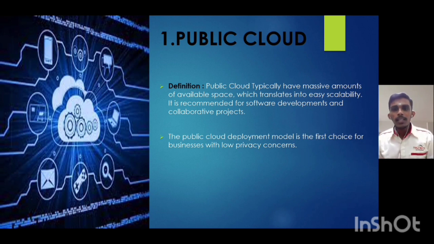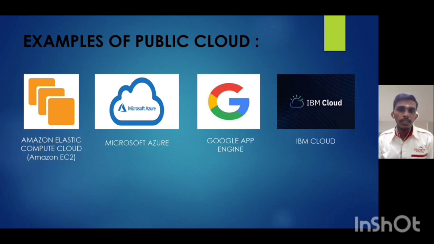What is public cloud? Public cloud typically has a massive amount of available space, which translates into easy scalability, and it is also recommended for software development and collaborative projects. The public cloud deployment model is the first choice for businesses with low privacy concerns. These are the examples of public cloud: Amazon Elastic Compute Cloud, or Amazon EC2, then Microsoft Azure, Google App Engine, and also IBM Cloud.